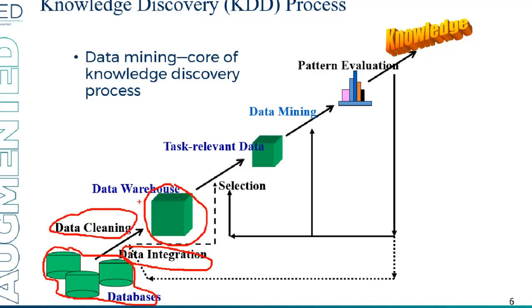From the data warehouse, we have to select the task relevant data. The entire data is available, but if I want to perform a purchase analysis, I have to take only the purchase data. From the huge data set, if I want to analyze the sales data, I have to take only the sales data. This is known as the data selection process, selecting task relevant data.